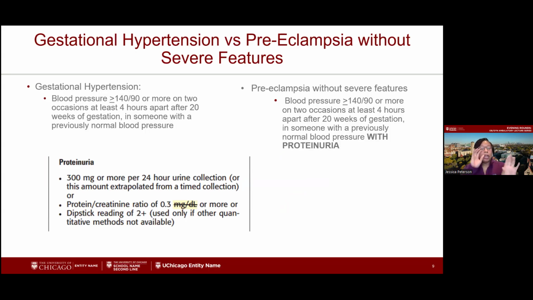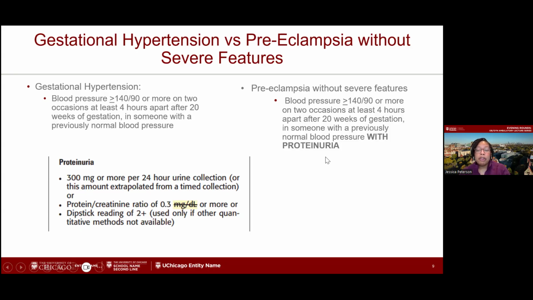The reason we care about the difference between gestational hypertension and preeclampsia without severe features is because people with gestational hypertension can be maintained usually longer in the outpatient setting and usually don't progress to preeclampsia with severe features for a few weeks, whereas those with preeclampsia without severe features will often progress to preeclampsia with severe features in a matter of days. So over here, you can see the definition of gestational hypertension that I already said.